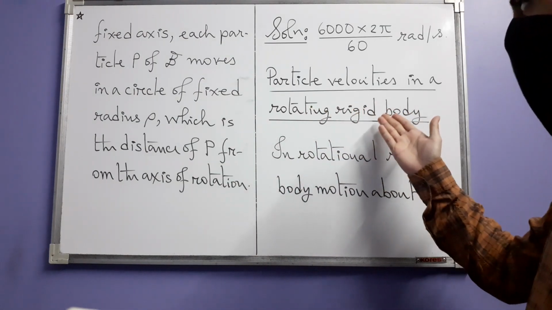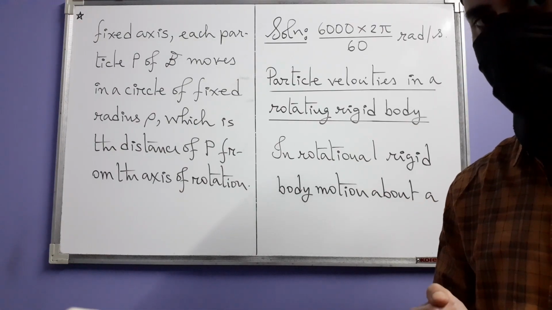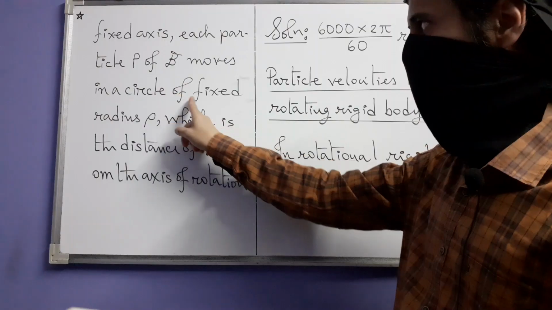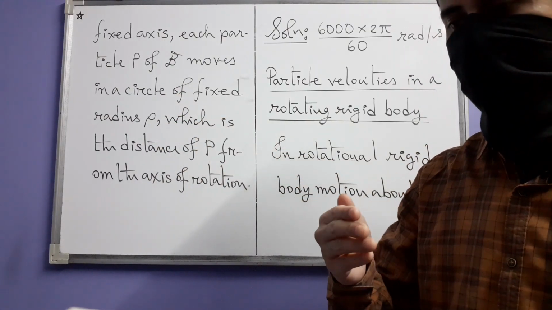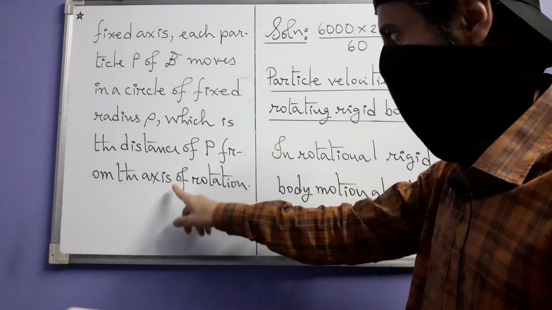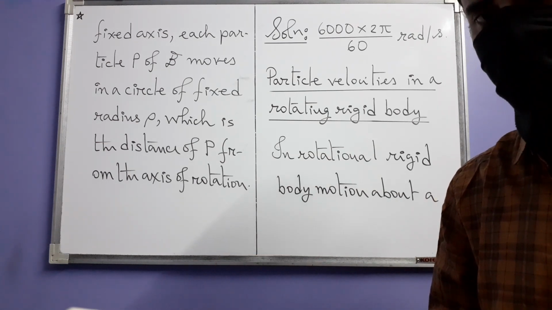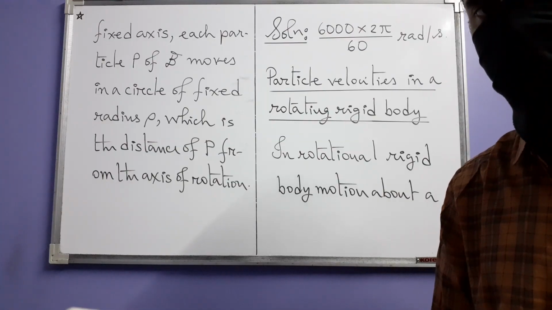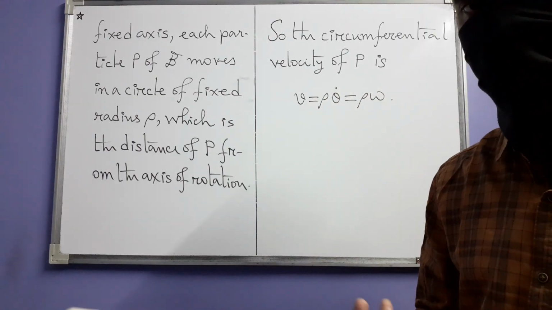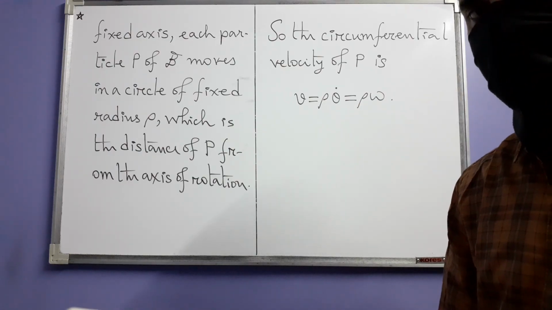Next up we have particle velocities in a rotating rigid body. So if a rigid body is undergoing that type of rotation about a fixed axis, then in such a motion, each particle P of B moves in a circle of fixed radius rho, which of course changes depending on the location of the particle, and that radius is nothing but the distance of P from the axis of rotation. So here we are talking about general circular motion of a particle about a point. So the circumferential velocity of P is v equal to rho theta dot. We already know this from general circular motion. So that is rho times omega, angular velocity.